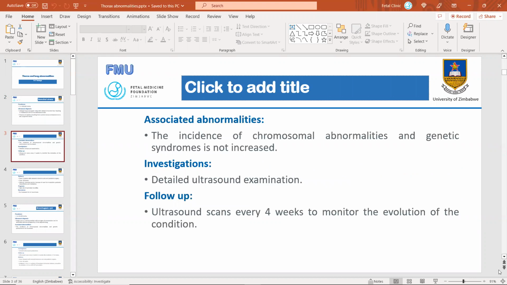Then in terms of associated abnormalities, the incidence of chromosome abnormalities is low. So in these women, there's an option not to offer karyotype if the condition is isolated. Then a detailed ultrasound scan examination has to be done to rule out associations. Then in terms of follow-up, every 4 weeks to monitor the evolution of the condition, especially the appearance of the ascites.